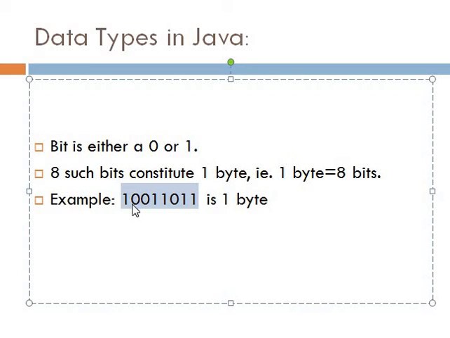This 1 stands for the first bit, this 0 for the second bit, this 0 for the third bit, this 1 for the fourth bit, this 1 for the fifth bit, this 0 for the sixth bit, this 1 for the seventh bit, and lastly this 1 for the 8th bit. So in total this number consists of 8 bits. Now as I have already mentioned, 8 bits is equal to 1 byte, so this number which consists of 8 bits is 1 byte. So this number is a 1 byte number.